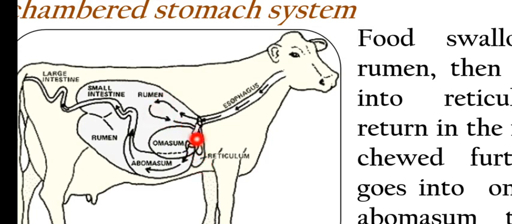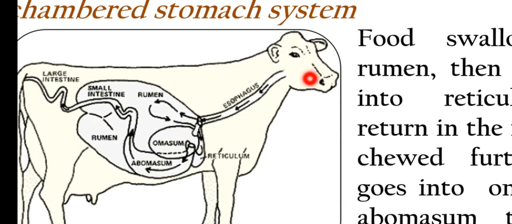Then from the reticulum it will go back into the mouth in the form of small balls known as cud. This cud is partly digested food, and it will be chewed by the animal. You have seen many times cows and buffaloes doing this chewing. This whole process of chewing the cud is known as rumination. That is why these animals are called ruminants. So this process is called rumination: the undigested food coming back into their mouth in the form of cud, and they chew this cud.